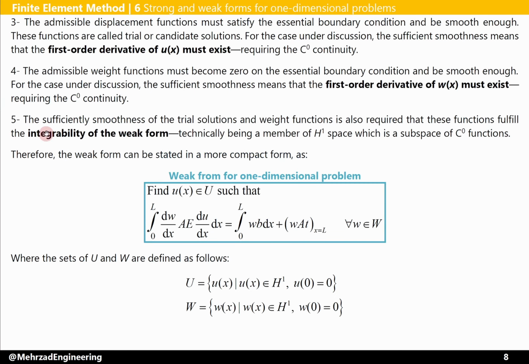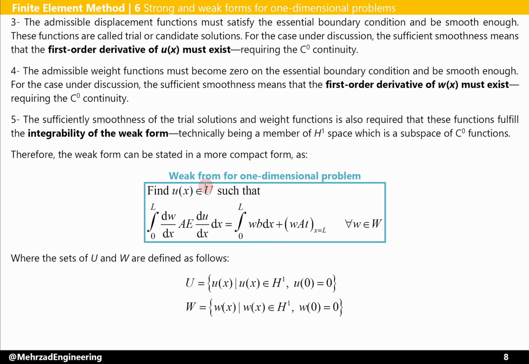Remark number 5. The sufficient smoothness of the trial solutions and weight functions is also required so that these functions fulfill the integrability of the weak form, technically being a member of H1 space, which is a subspace of C0 functions. It means that not only u and w functions must be at least C0 functions, they need to be integrable in the weak form. So they need to be members of H1 space.